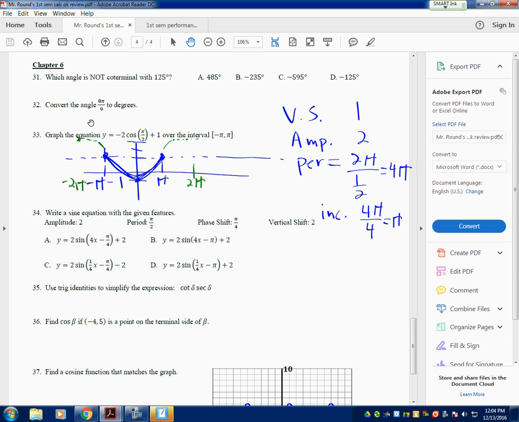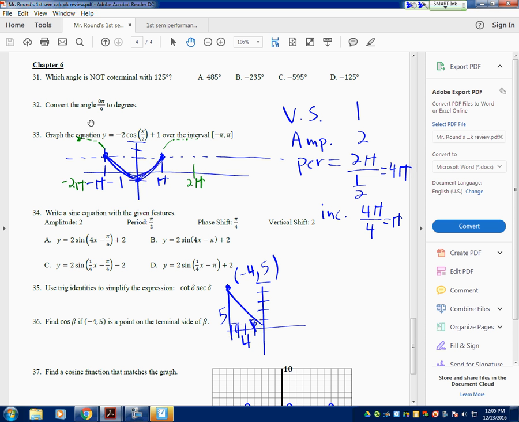And the question says, find cosine of beta if -4, 5 is on the terminal side. So -4, 5 would be 1, 2, 3, 4 to the left, 5 up. So here's my coordinate out here, -4, 5. I've got to find beta, the angle formed when I draw this right triangle here. This is 4, this is 5, this is beta right here. And then once I find that hypotenuse, I can then answer the question of what cosine of beta is.